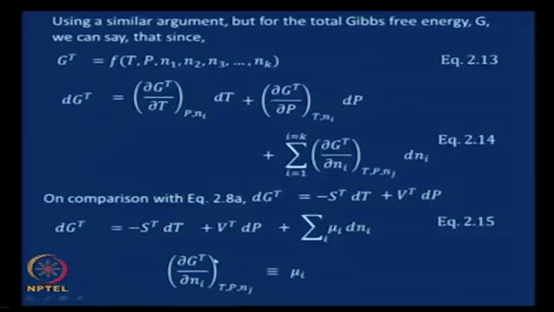Somebody can ask me this question now. You had earlier said that ∂U_t/∂N_i at constant S_t, V_t and N_j, you had defined as μ_i, whereas now you are defining ∂G_t/∂N_i at constant T, P and N_j as μ_i. How can you do that? Let us now go ahead and show that these two quantities are actually the same.